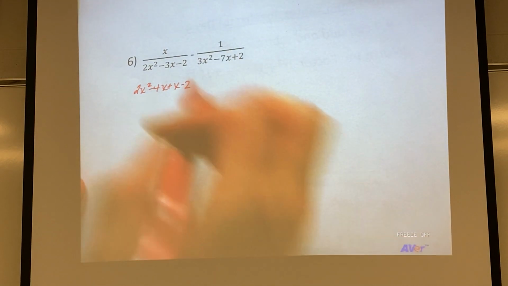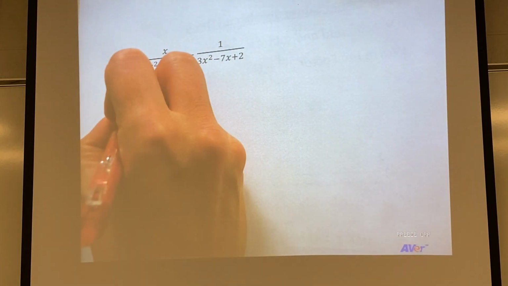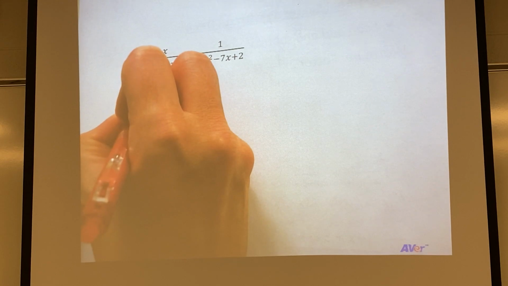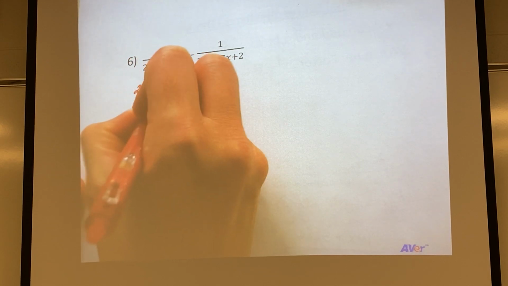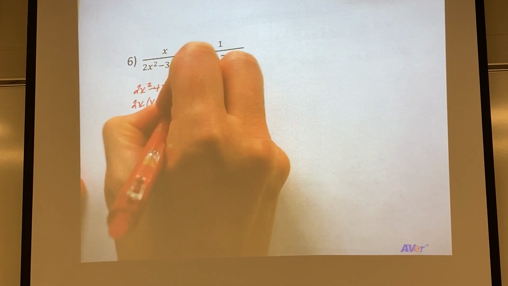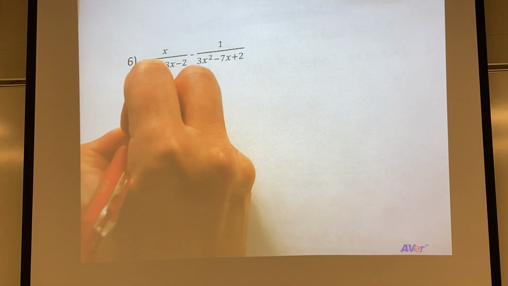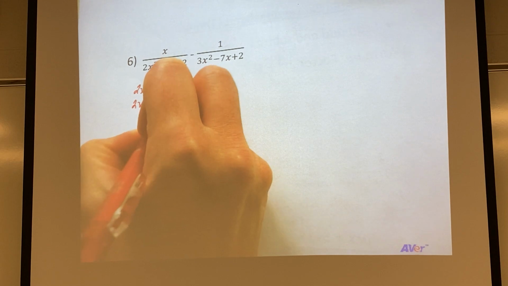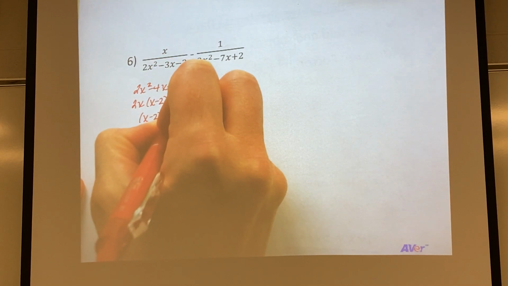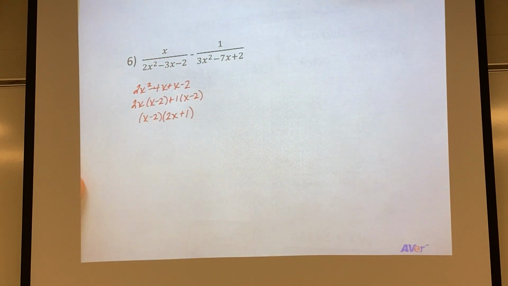All right, so the first one, when we're splitting the middle, we find out that -4 and 1 are the two values that would multiply and add. Then we group and take out our GCF. And that first denominator factors to x minus 2 times 2x plus 1.